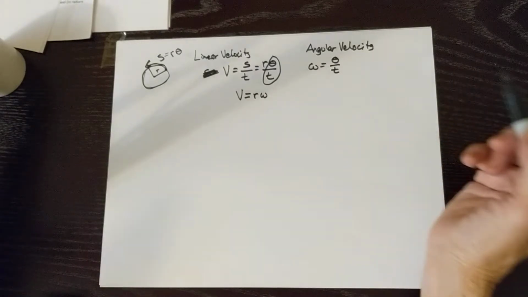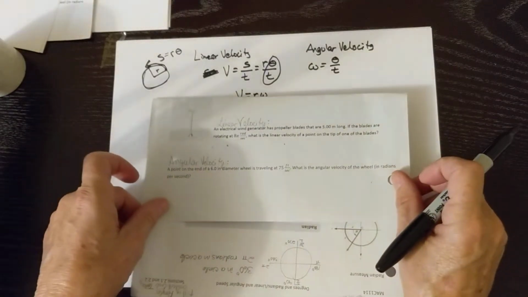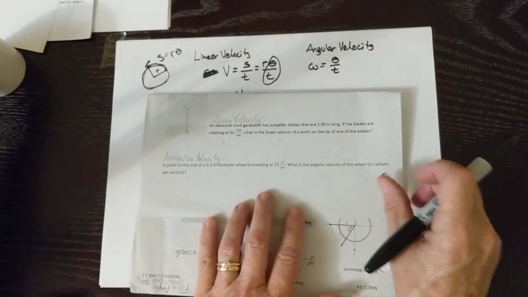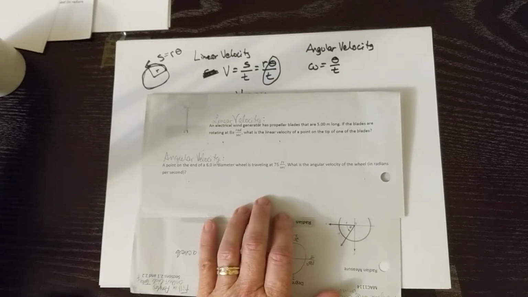Okay, right now is a problem we're going to do. This is on linear velocity, and it says, an electrical wind generator has propeller blades that are 5.00 meters long. If the blades are rotating at 8 pi radians per second, what is the linear velocity of a point on the tip of one of the blades?